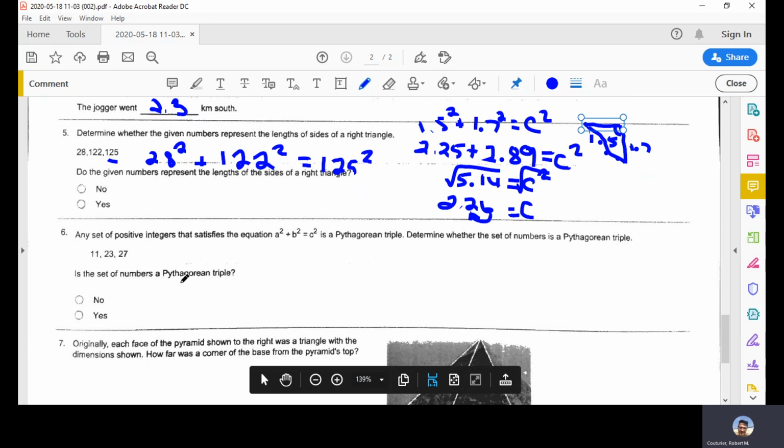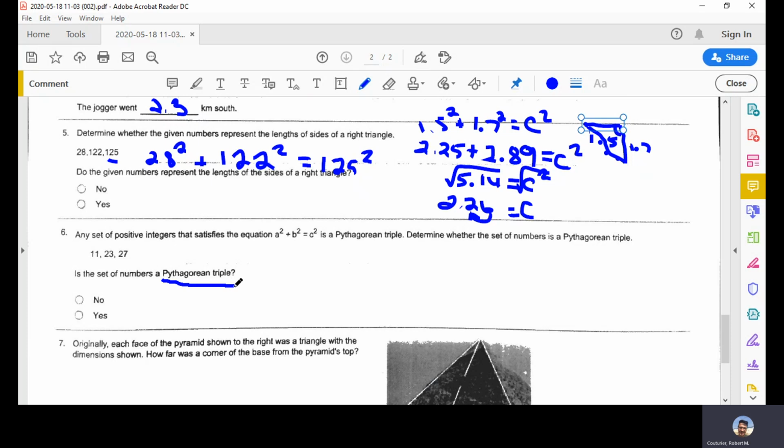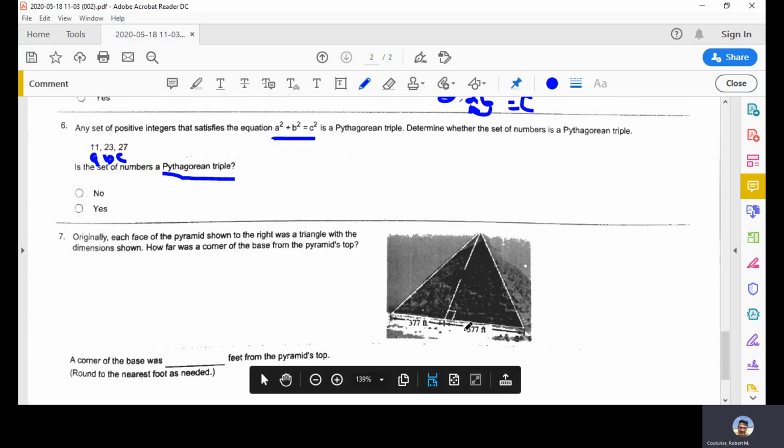This one here is exactly the same thing again, but now they're calling it something. They're calling it that Pythagorean triple. So again, your longest point is this. You need to identify it, C, and then you'd have a B, and you'd have an A. Plug it into your Pythagorean theorem. Is it true? If it's true, then yes, it's a triple.